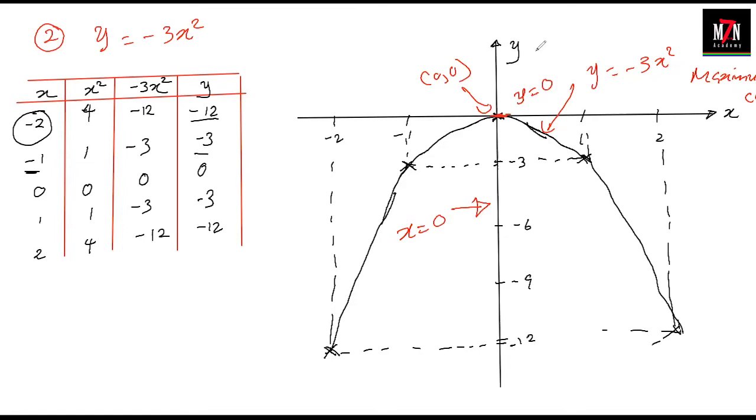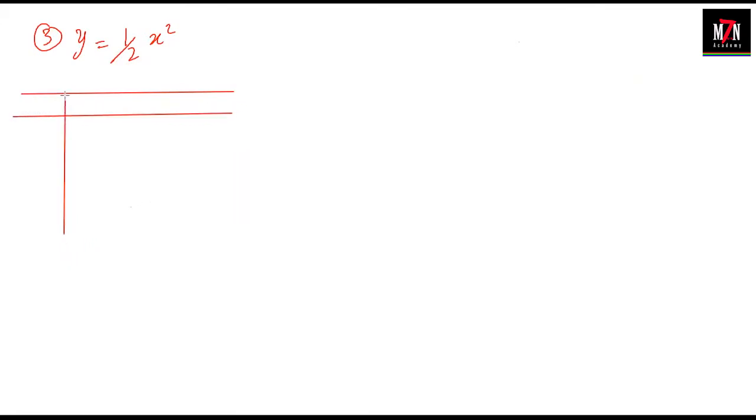Okay, let's have another example. Third one, y equals half x squared. So when we have a fraction like half or one third, it's better to take x values that are multiples of the denominator. Here the denominator is 2, so it's better to take multiples of 2 as the x values, as the independent variable.